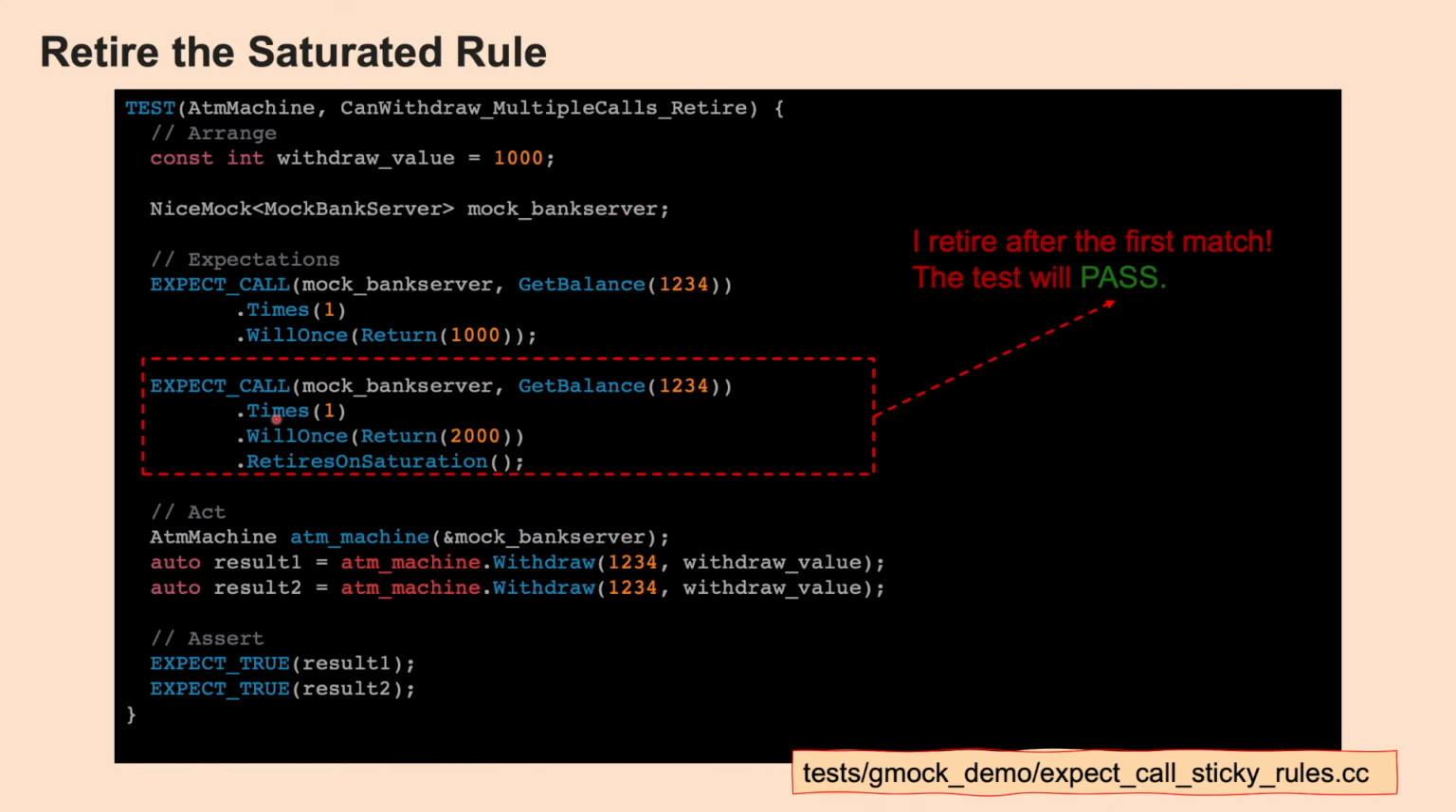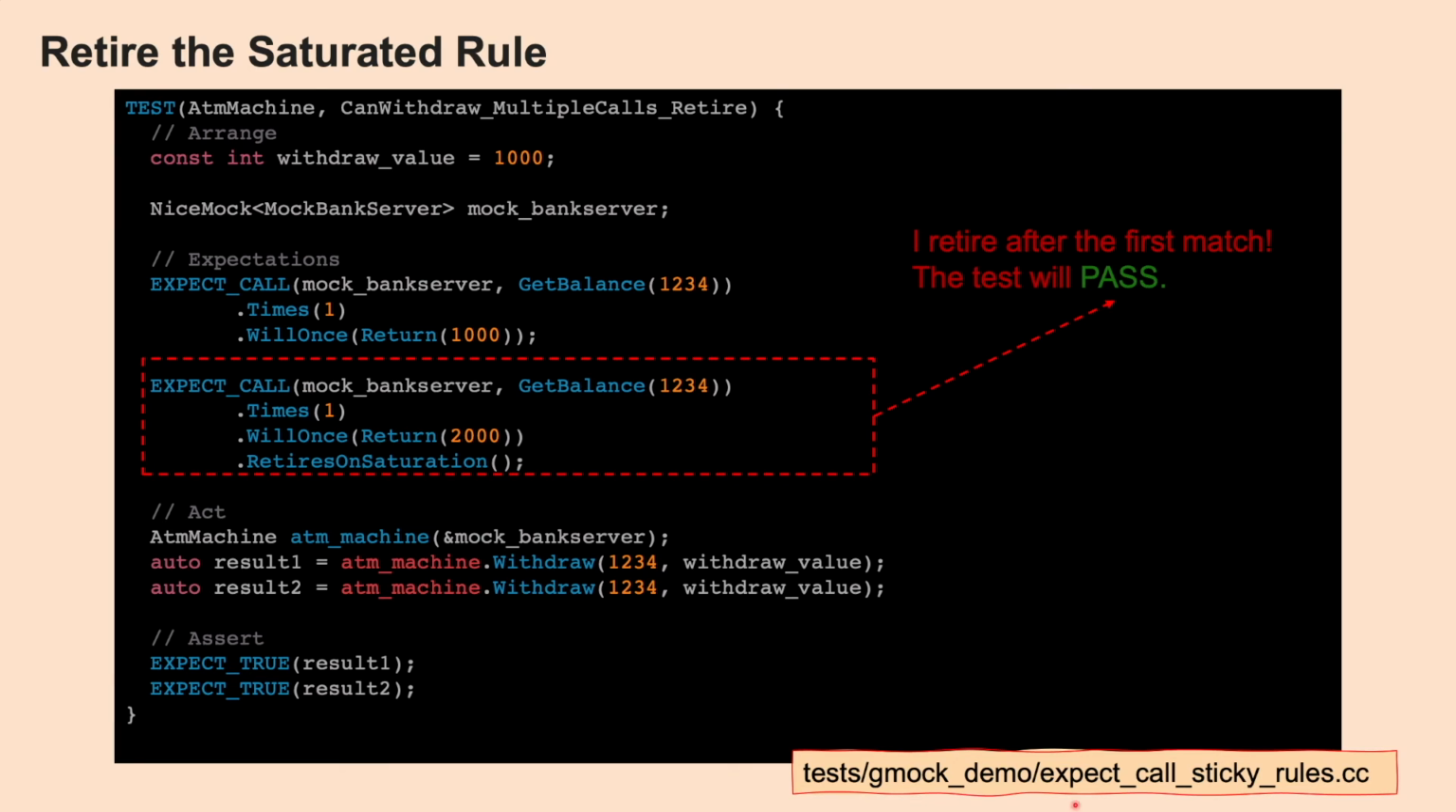Let's look at this example. In this example, the situation is exactly the same, except that I use retire on saturation, which means that when the first one was called and it was saturated, this expect call was satisfied or saturated, retire this so that it's not sticky anymore. So when the second one is being called, the GMock platform still tries to go from bottom to the top, but ignores this one because this was retired. So if you run this test, you will notice that it would pass and there's no problem with it.